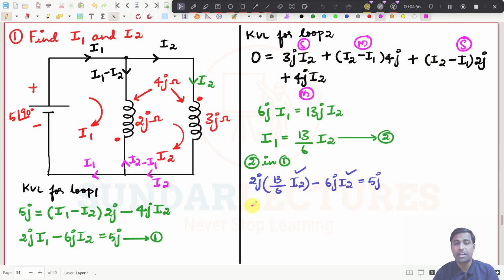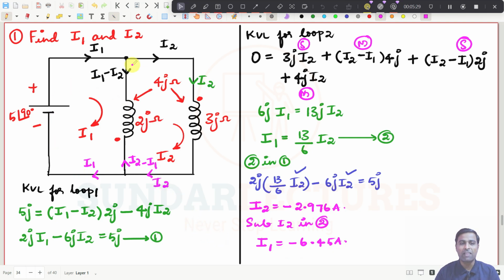If I simplify this, I am directly writing the values: I2 will be equal to minus 2.976 amperes. That is the value of I2, and you just substitute I2 in expression number 2. What you will get? You can directly get the I1 value. What is the I1 I am getting? It is minus 6.45 amperes.